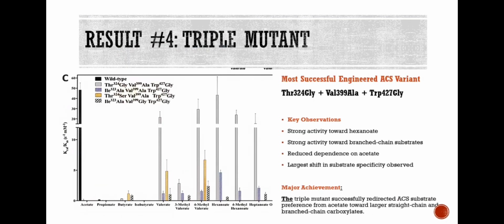So what are the results for the triple mutant? This is the most important result of the study. The triple mutant combined THR324GLY, VAL399ALA, and TRP427GLY. This variant showed strong activity towards hexanoate and several branched-chain carboxylates. Compared with the wild-type enzyme, substrate specificity was dramatically altered. The researchers successfully redirected the enzyme activity towards the larger substrates.